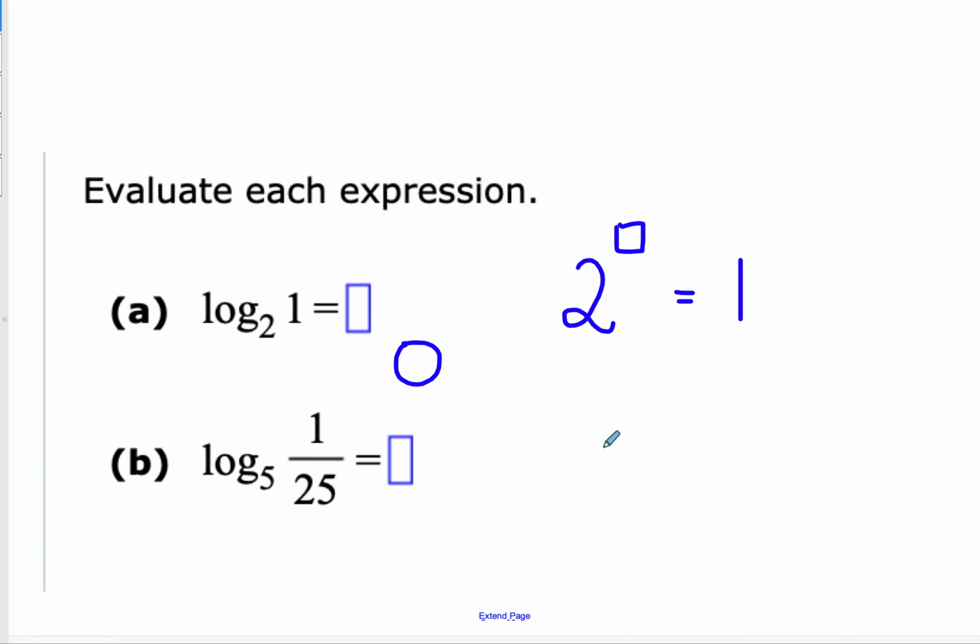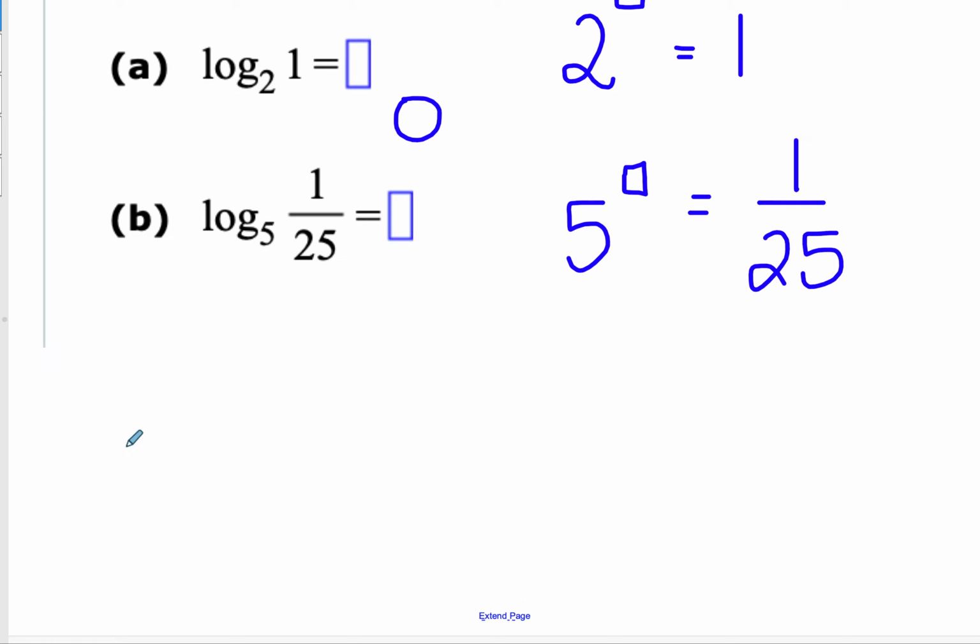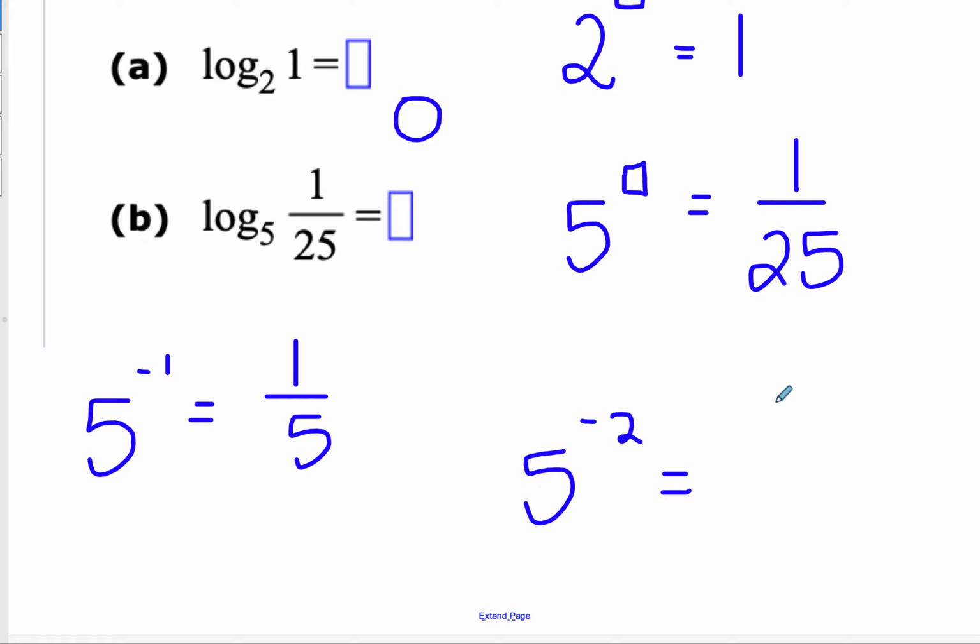For this one, what can we raise 5 to get 1 over 25? Now remember your work with negative exponents. If you don't remember it, well, let me take you on a walk down memory lane. 5 to the negative 1 power is equal to 1 over 5. 5 to the negative 2 power is equal to 1 over 5 squared, or 1 over 25. So that means the answer to this question is negative 2.